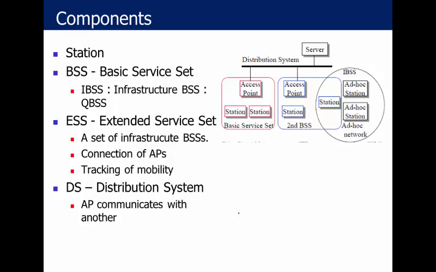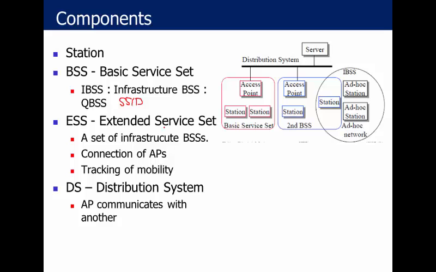So the components in wireless Wi-Fi: there's a station. The station has a basic service set, BSS. There is a service set ID, SSID, for example. SSID is usually, at home when you have a wireless router, the ID of your wireless router. That is SSID, service set ID. Okay.